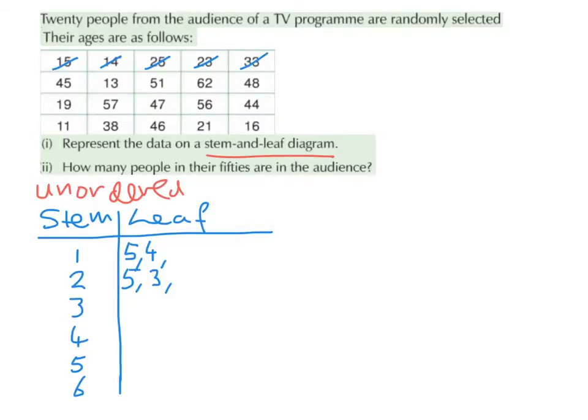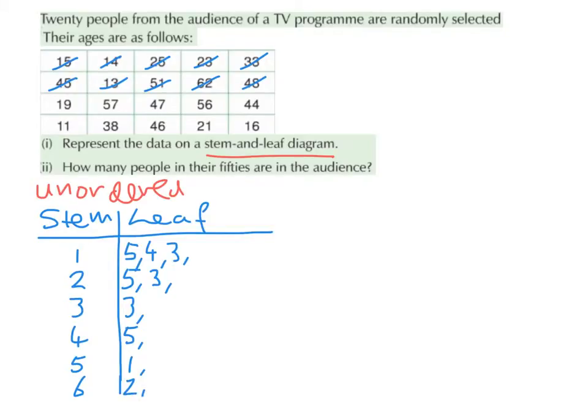Then 33, so write a 3 beside the 3 with a comma beside it. Then 45, I write a 5 beside the 4 with a comma beside it. Then 13, I write a 3 beside the 4 with a comma beside it. And 51, I write a 1 beside the 5 with a comma beside it. Then 62, I write a 2 beside the 6 with a comma beside it.